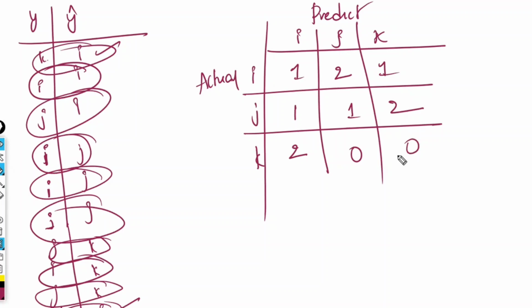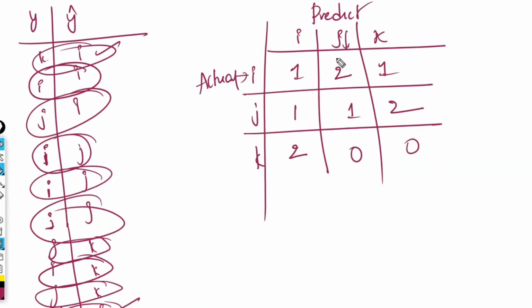Whether 10 is there or 20 is there, it is the confusion matrix only. This value is actual I, predicted also I. Actual is from this side, predicted is from this side. Then actual I, predicted J: how many records are there? You have to observe and write. That's it. If 20 categories are there, you'll get 20 rows and 20 columns matrix.